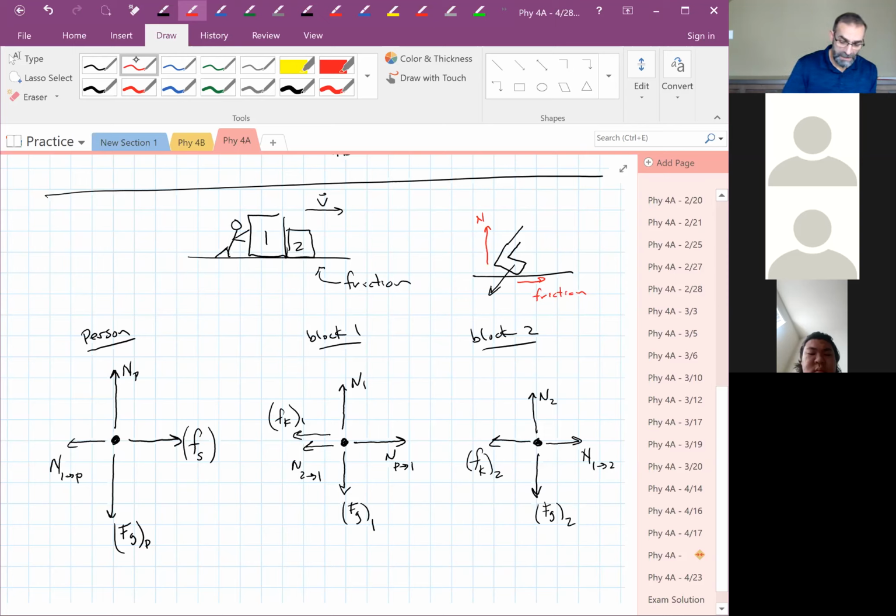One of them is an interaction between blocks 1 and 2, right? Blocks 1 and 2 are pushing on each other. So I have block 1 pushing on block 2 and block 2 pushing on block 1. Those are a Newton's pair. That's a single interaction from those two blocks pushing on each other. 1 pushes on 2, 2 pushes on 1, equal and opposite forces. Okay, there's another one.